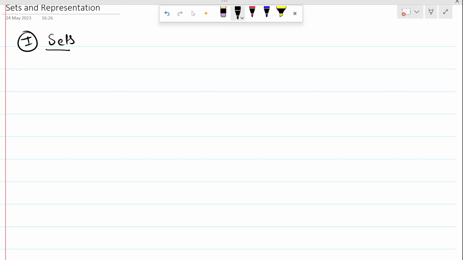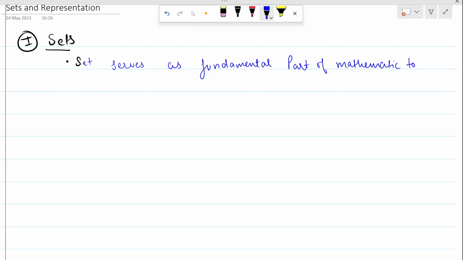Set serves as a fundamental part of mathematics today. Second, sets are used to define the concept of relations and functions.